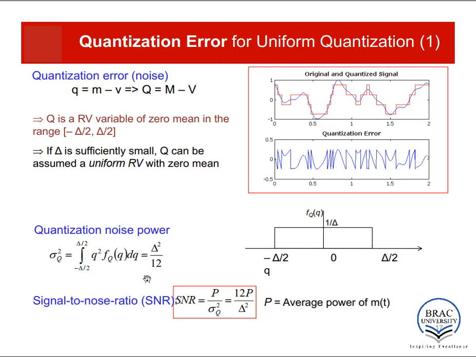So remember one thing, noise is unwanted. We do not want noise. So we want to minimize the noise power. The noise power is delta square by 12. So if we want to minimize the noise power, we have to minimize the delta. And we can understand it by common sense.